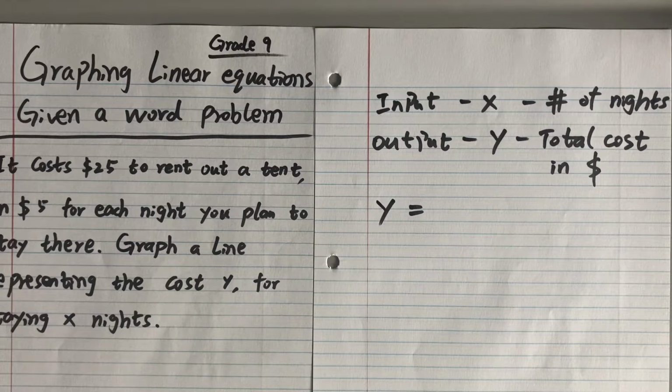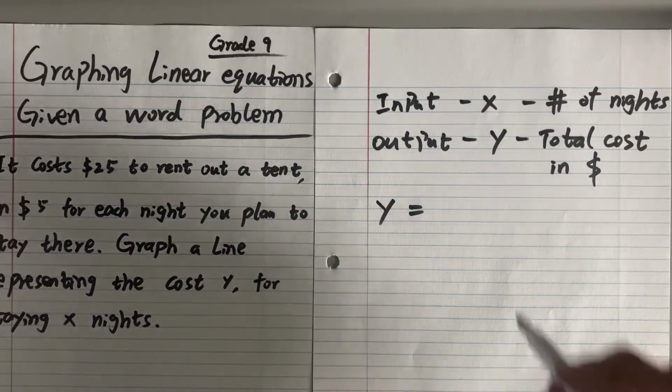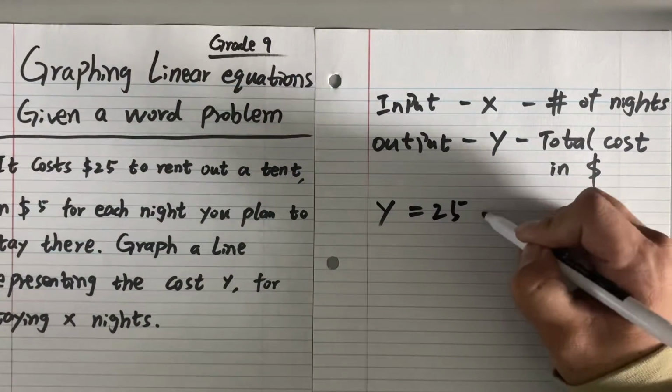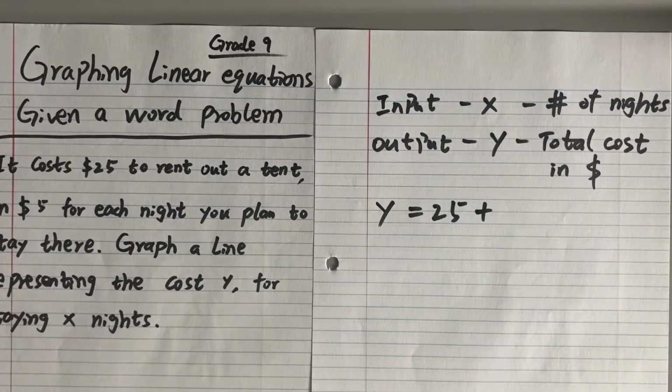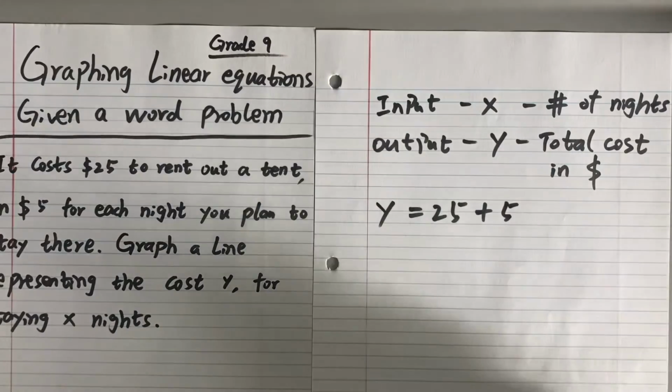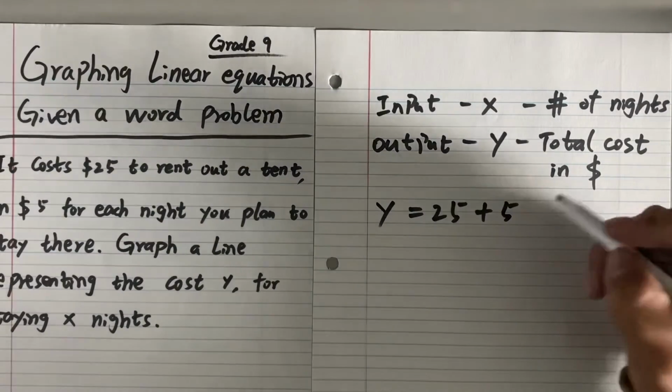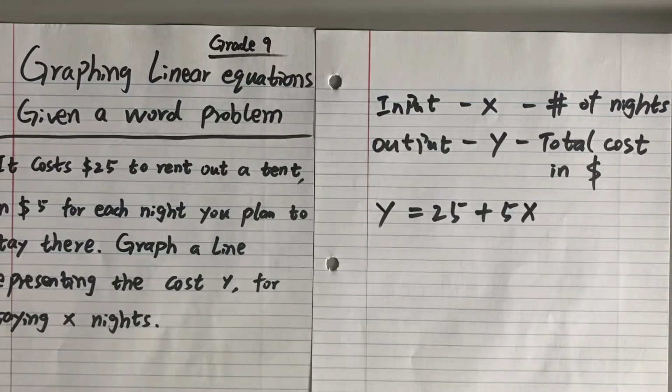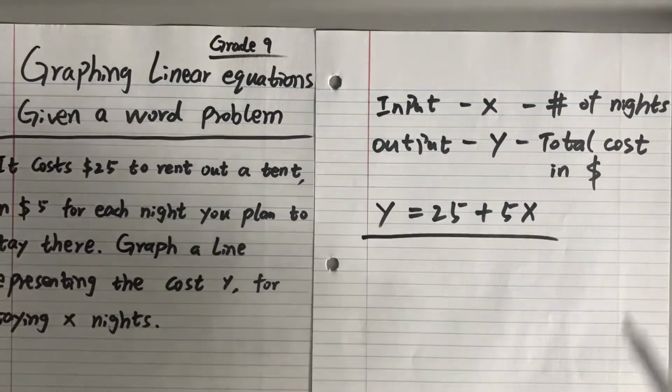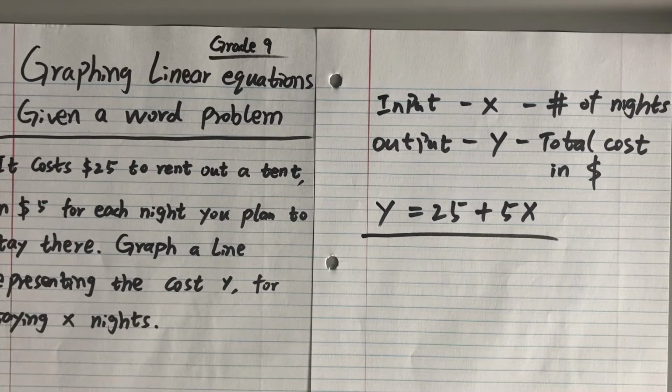So the problem tells us that it has a 25 flat rate when you want to rent out a tent. So we're going to add 25. And it tells us that for every night you stay, they charge $5. So our second term is going to be 5 times the number of nights that you choose to stay. So this is our linear model for this problem.